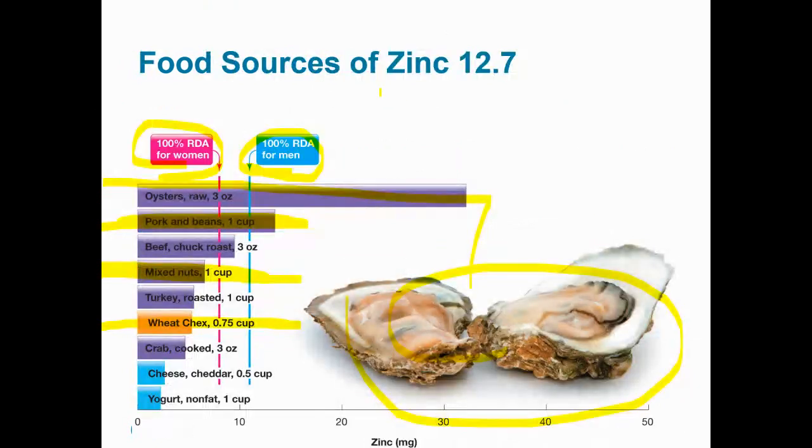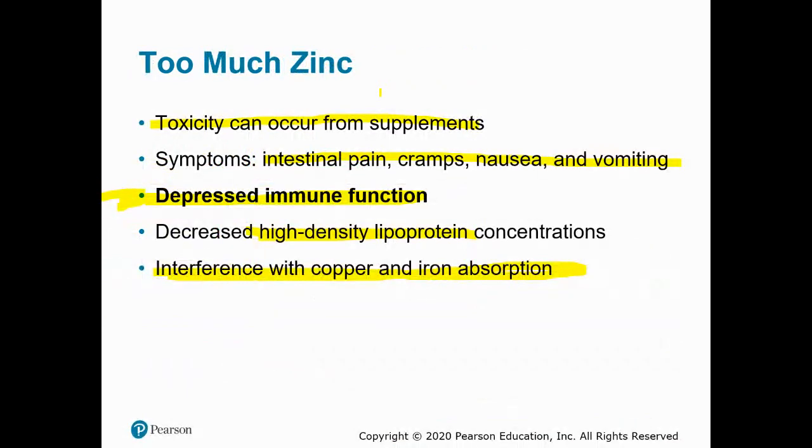So while it's cool that you can get so much zinc from raw oysters, too much of anything can be detrimental. Too much of a good thing can be bad, I guess you could say. But mostly we see excessive zinc in the body from oversupplementation.